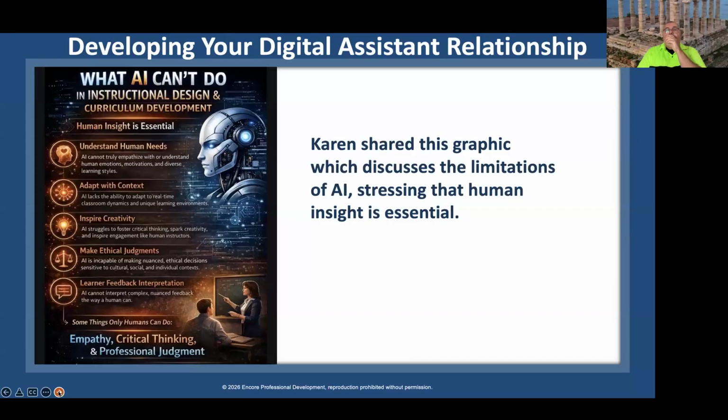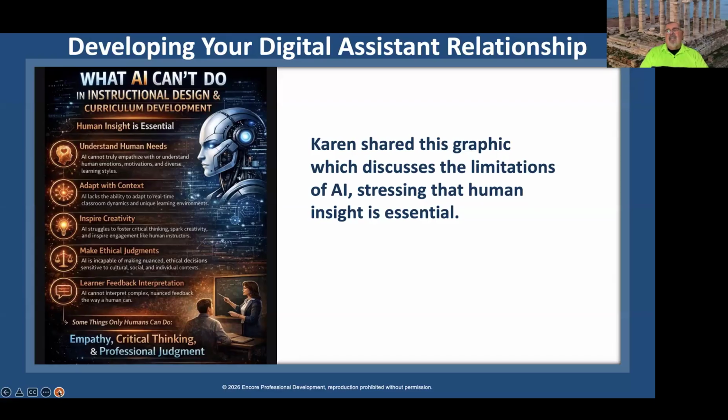Karen showed me this graphic a couple weeks ago, and it really talked about the limitations of AI, stressing that human insight is essential. And I certainly agree with that. But I also thought it wanted more of a negative side of this whole thing: what AI can't do in instructional design.